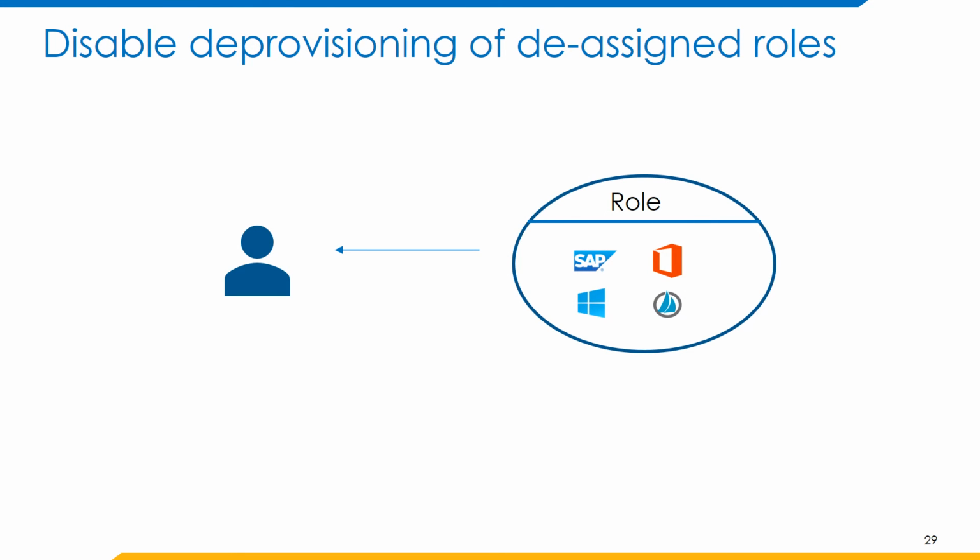Sometimes the roles will be incomplete as a few application accounts are removed or the identity has changed in such a way that the identity is no longer eligible for that role. In that case, if we wish to maintain the roles irrespective of such conditions, we can use the option disable deprovisioning of deassigned roles.